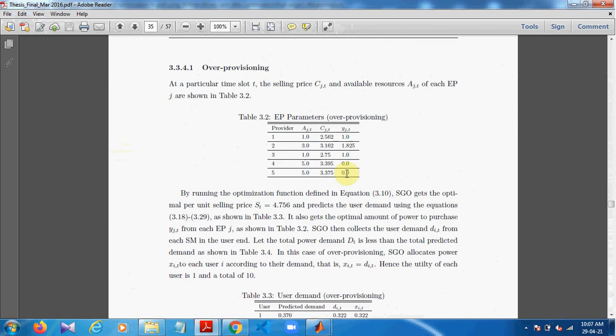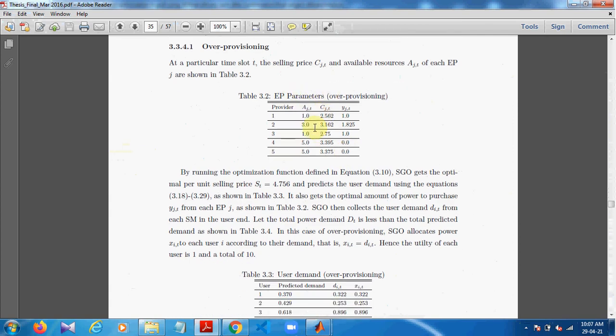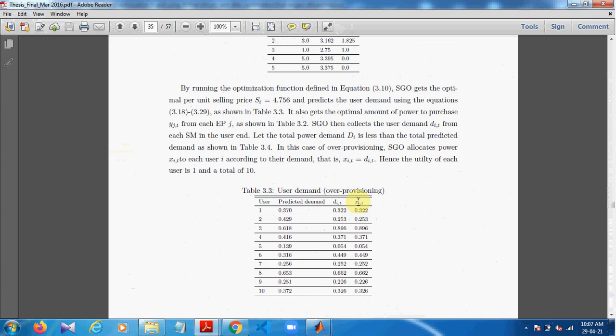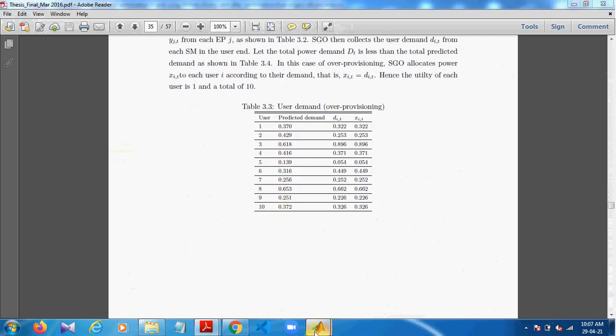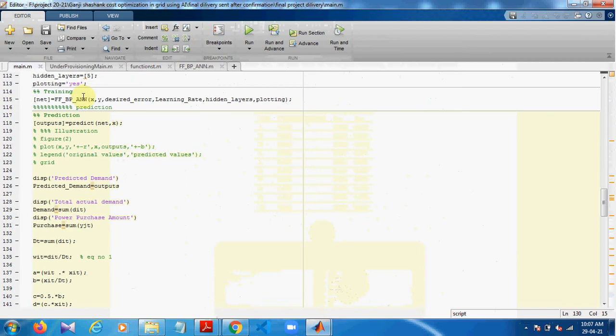As I've shown you, we have taken this equation for the overprovision scenario. We have taken the AJT, CJT, YJT values and DIT, XIT. Now we want to find out the predicted demand. So first of all, I'll run the project to see the outcome. Here I'll run the project.